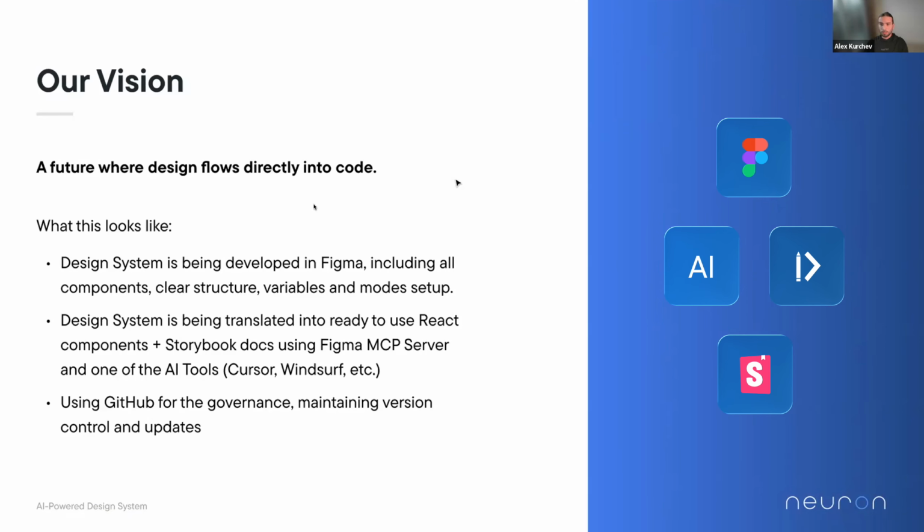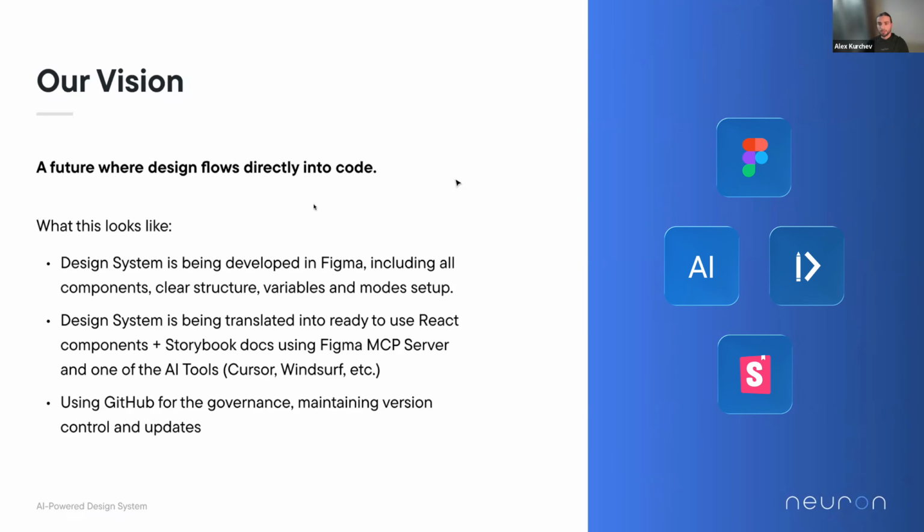The first and the most important is, of course, the Figma design system. And when we say design system, it means like every component documented, well-structured, the variables are there, and the modes are set up. Then design system is being translated into the AI environment with Figma native API, REST API tool, and also MCP server. I will talk about that in a moment.